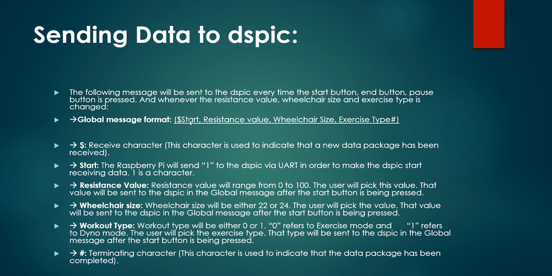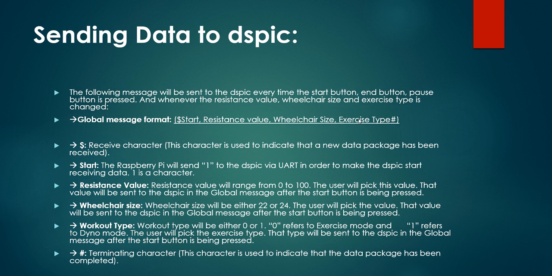Now when the user presses start, the Raspberry Pi will send the number 1 to the dsPIC in order to make the dsPIC start receiving data. When the user presses the pause or end button, this character over here will be 0. And then the next character is the resistance value. This value will range between 0 and 100%. Over here we have the wheelchair size, though this will range between 20 and 26 inches.